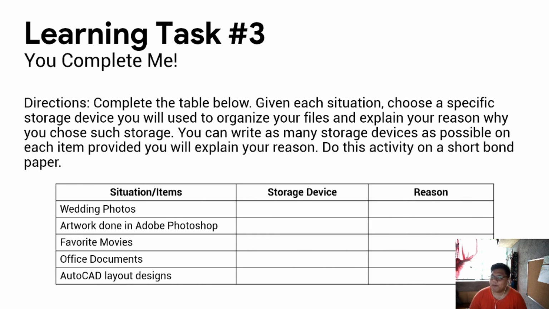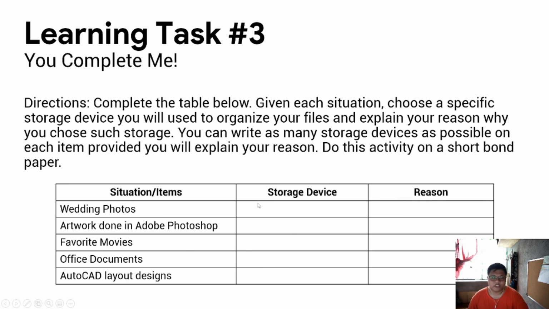Okay, so we have a table below. The first column is the situations or the items. The second is the storage device used. And the third column is the reason for using this storage device. Let's say, for example, wedding photos. Your situation is you're going to store wedding photos.